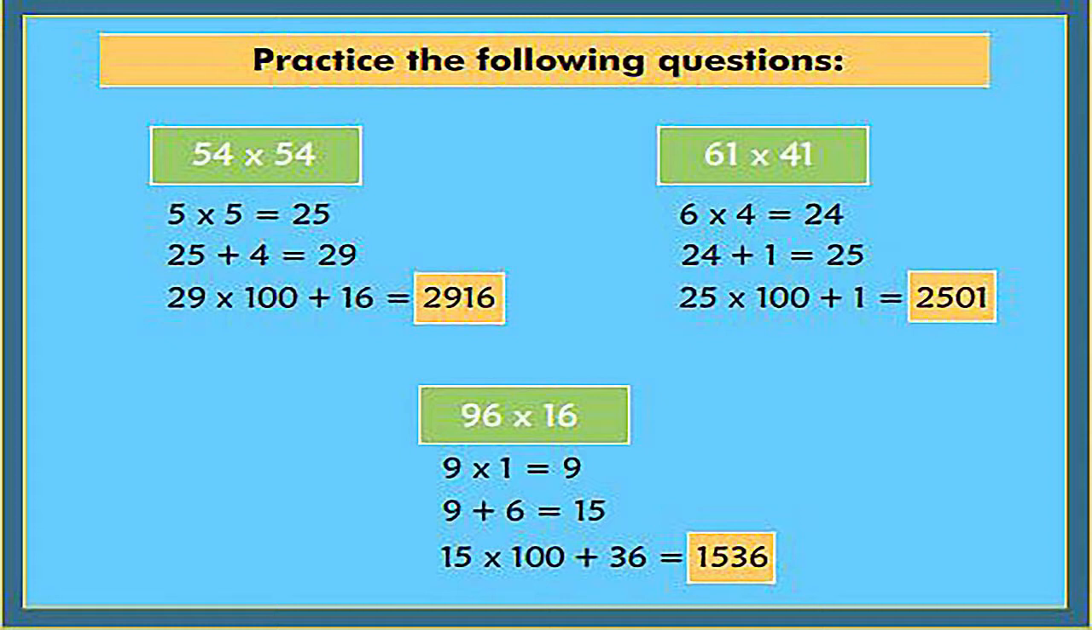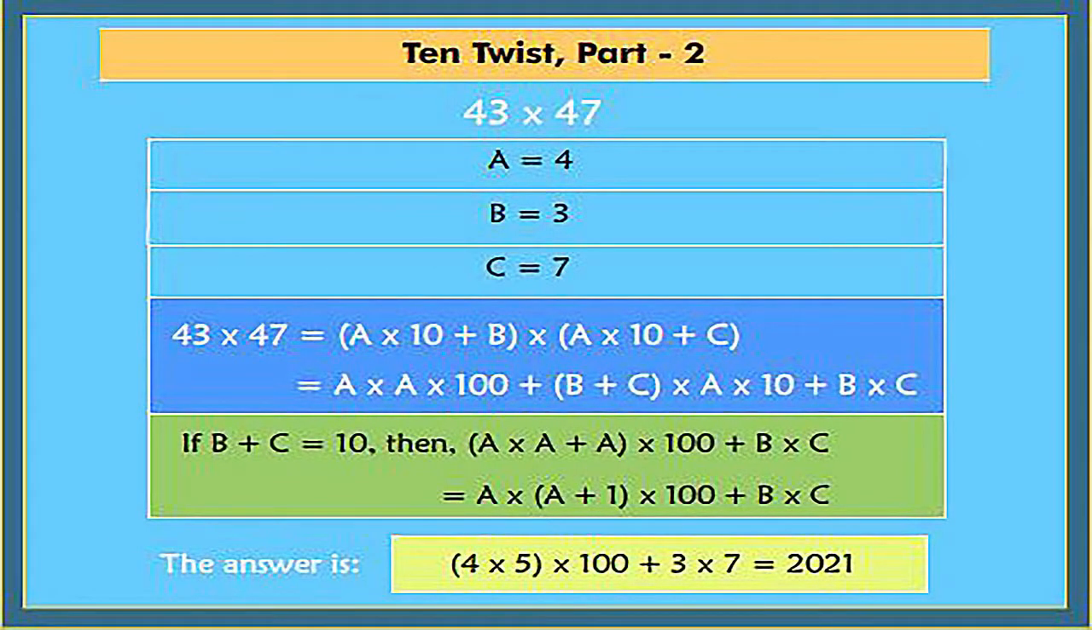Let's try the next problem. 61 times 41. First, 6 times 4 plus 1 equals 25. Therefore, the answer is 2,501. The last one is 96 times 16. First, 9 times 1 plus 6 is 15. The answer to this question is 1,536.